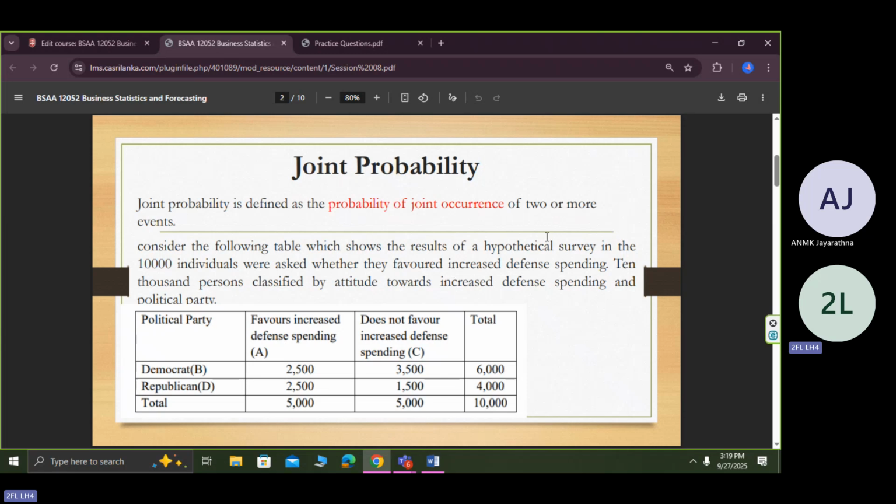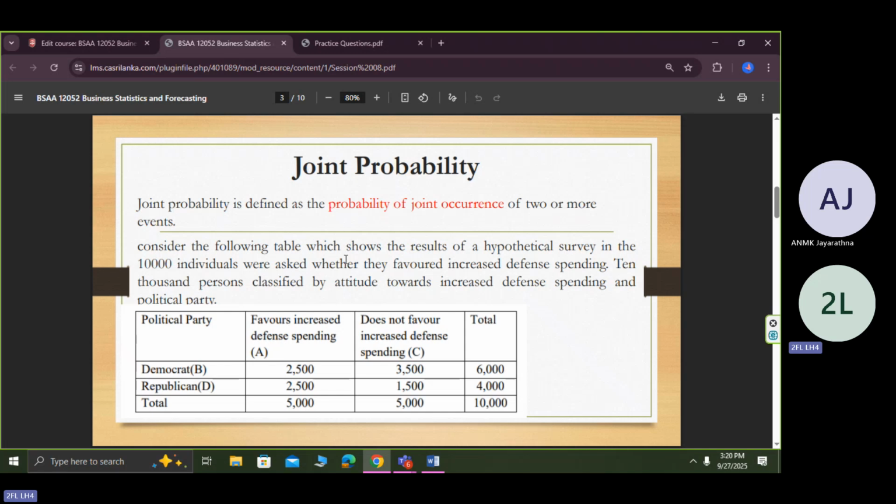First we move into joint probability and marginal probability. Here we look at the difference between joint and marginal probability. The first concept is joint probability. Using the joint probability concept, we can find the probability of the joint occurrence of two events. We have two events and we find the probability that these two events occur together. That is what we call joint probability.